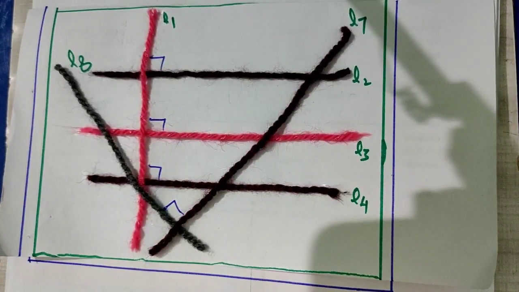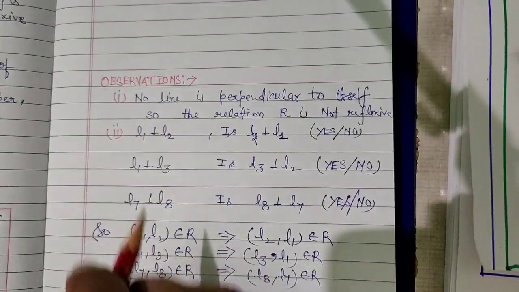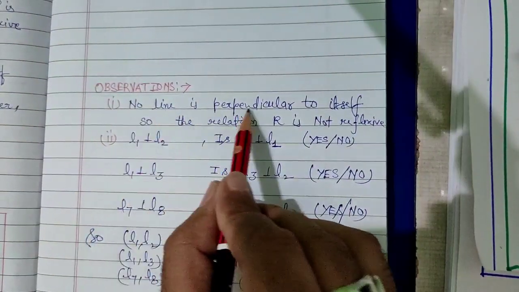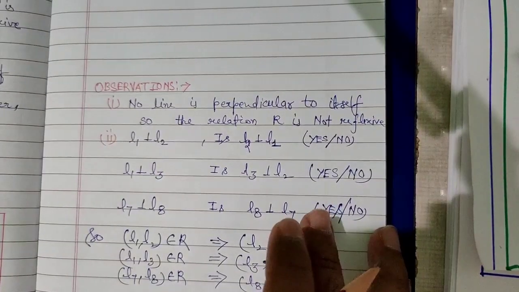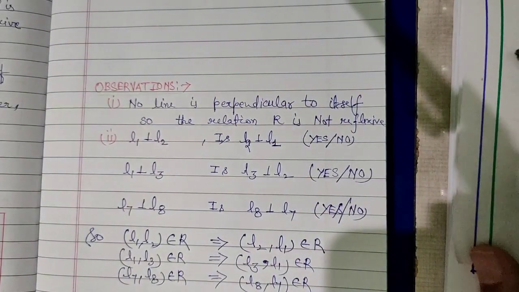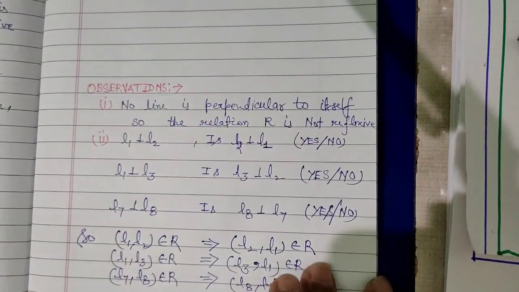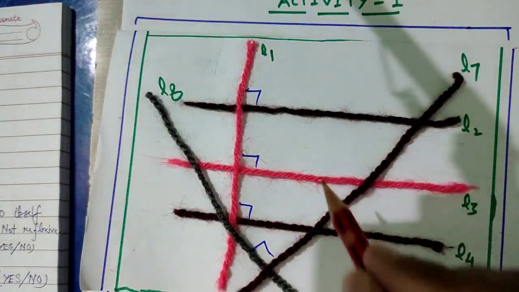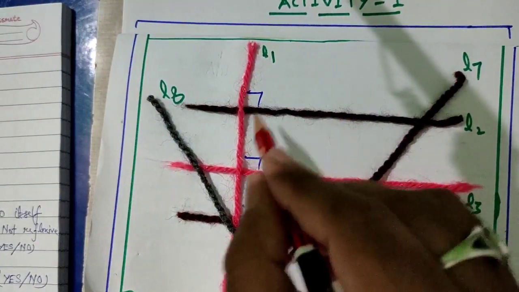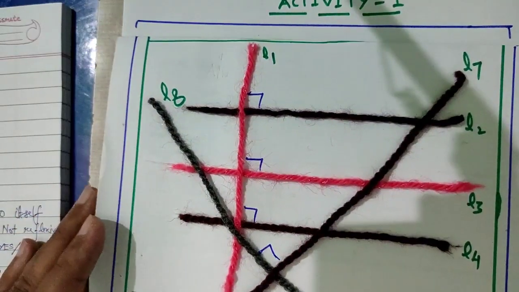Now in this part you will be observing some observations. We need to see that no line is perpendicular to itself. As per the simple mathematics rules, we know that a line cannot be perpendicular to itself. So if you observe here, no line is perpendicular to itself in any of the figures.